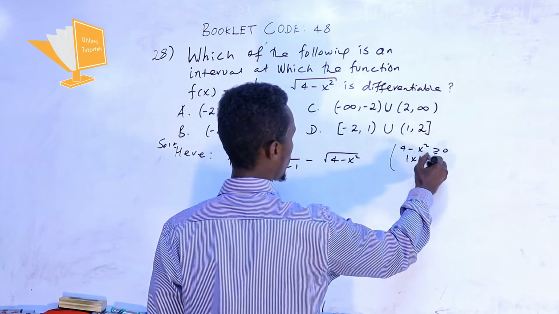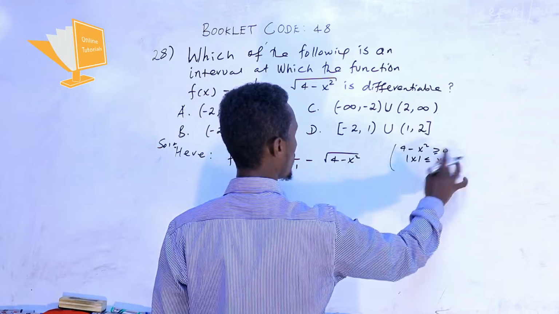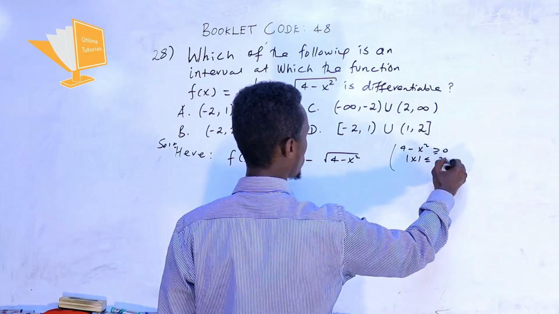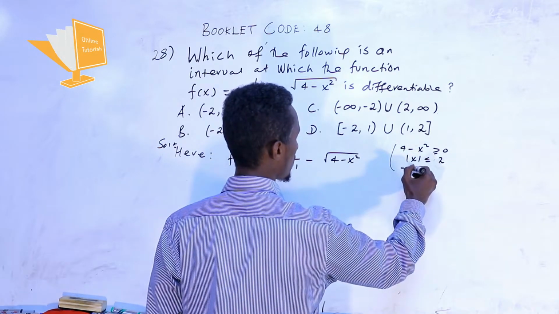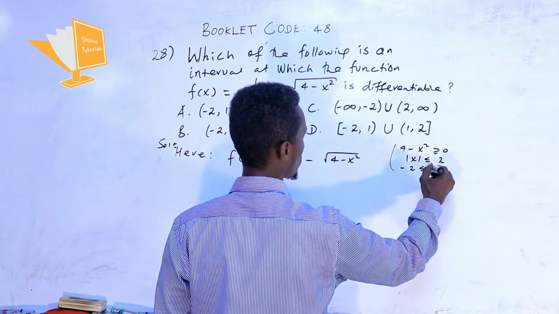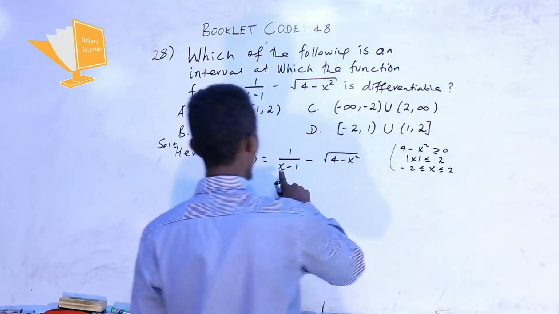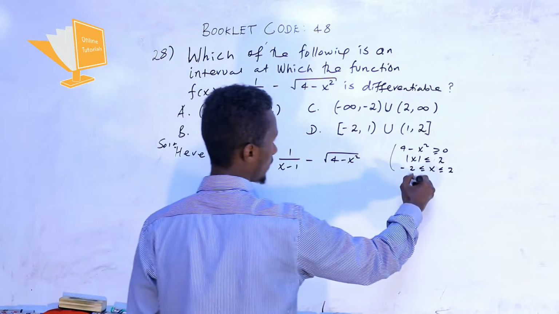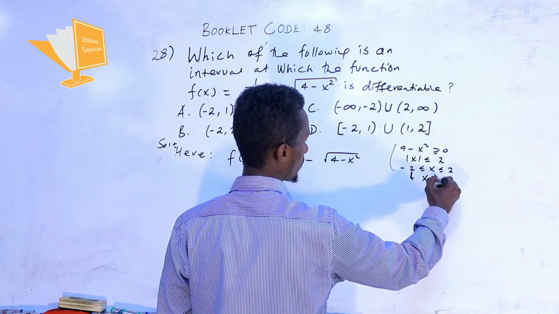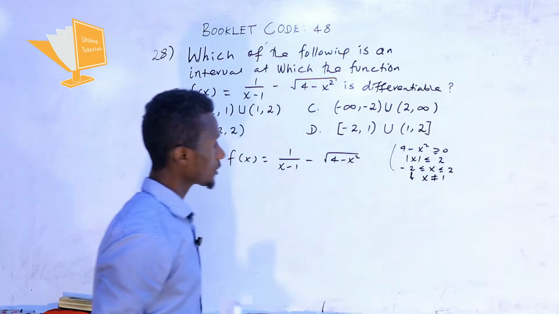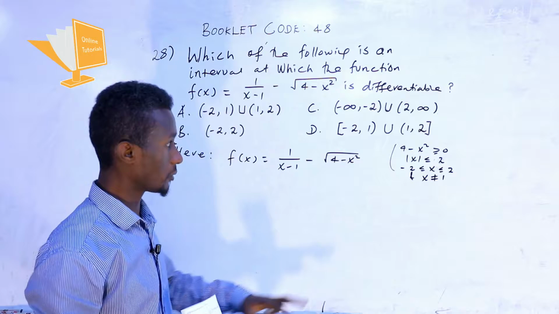4 minus x squared must be greater than or equal to zero. So the absolute value of x is less than or equal to 2, so the result becomes minus 2 less than or equal to x less than or equal to 2. So x must be different from 1. So the function is differentiable now.